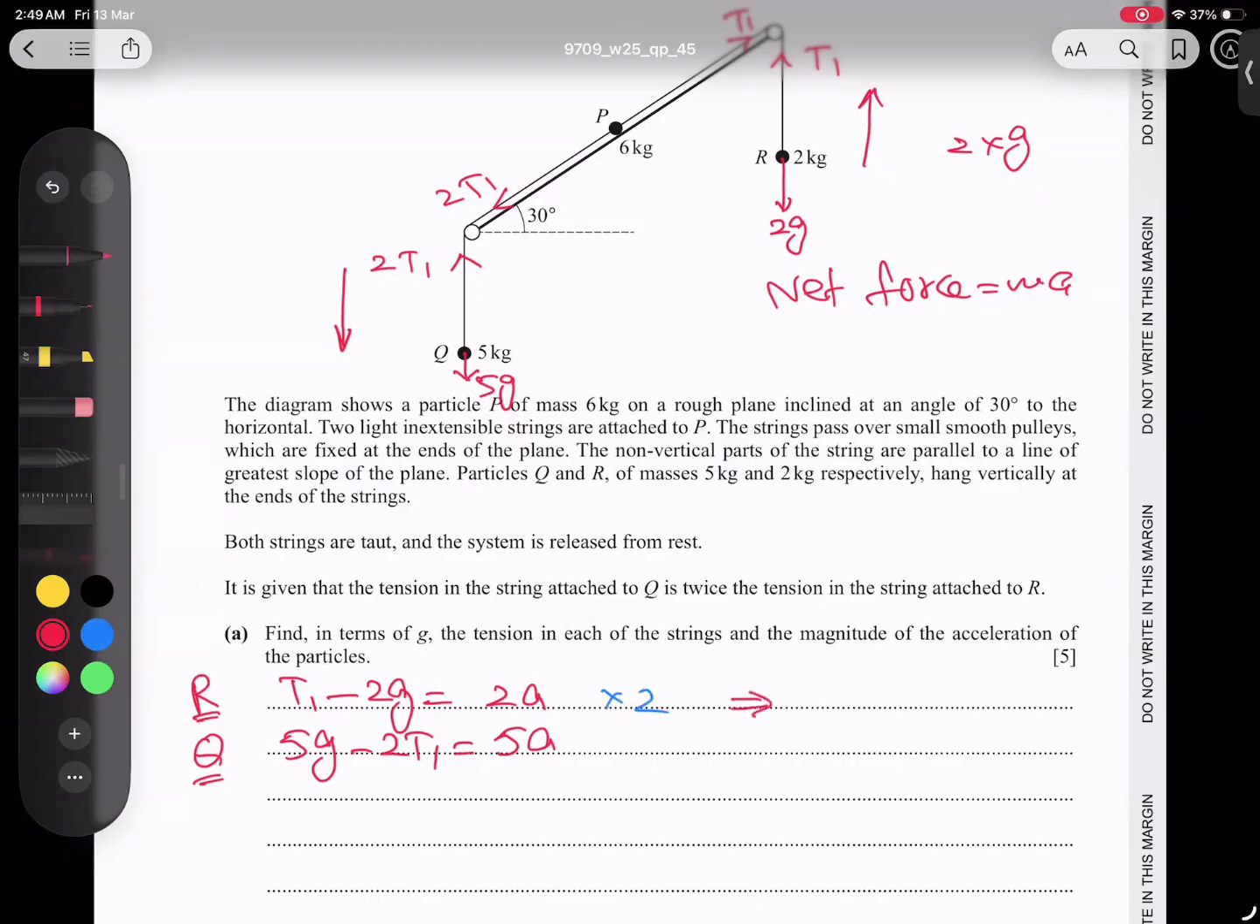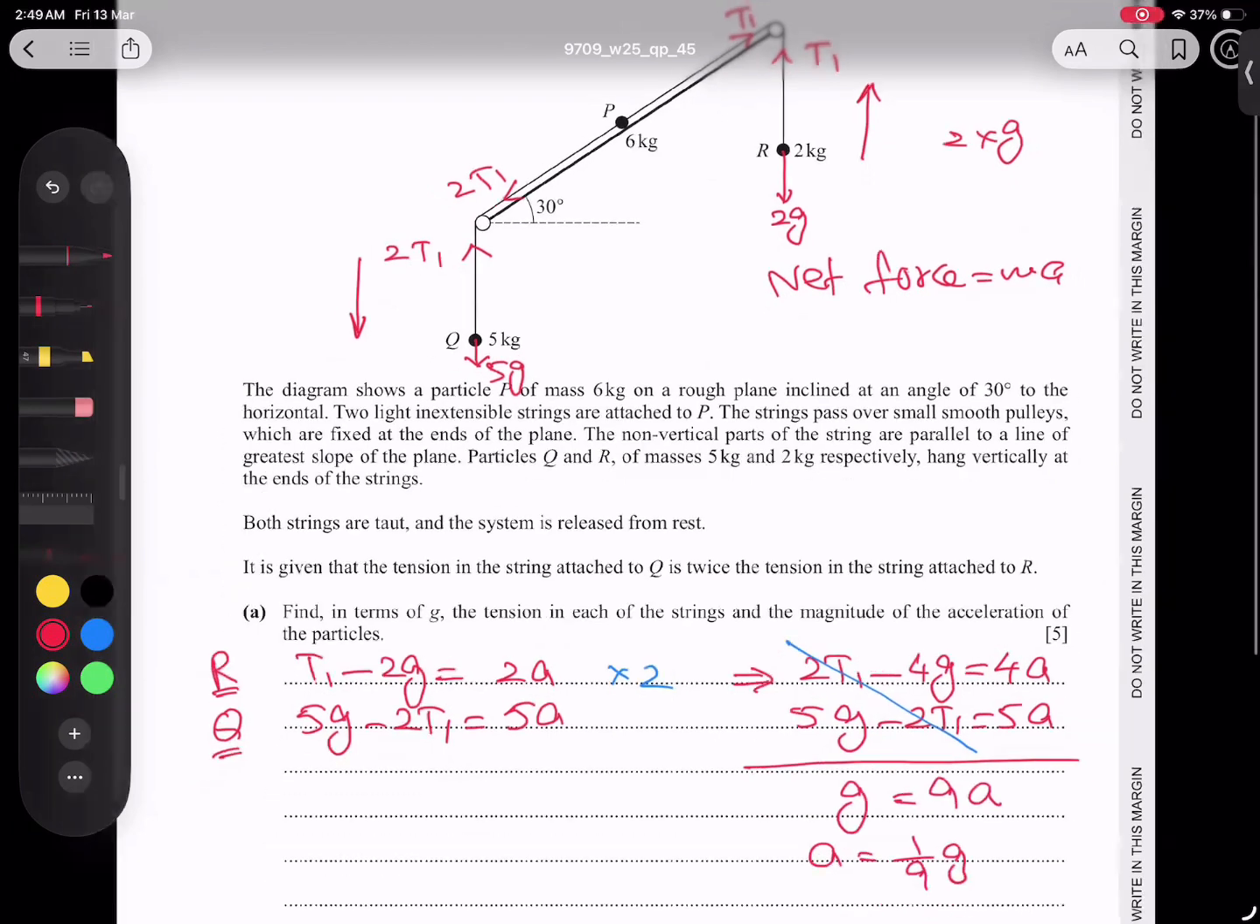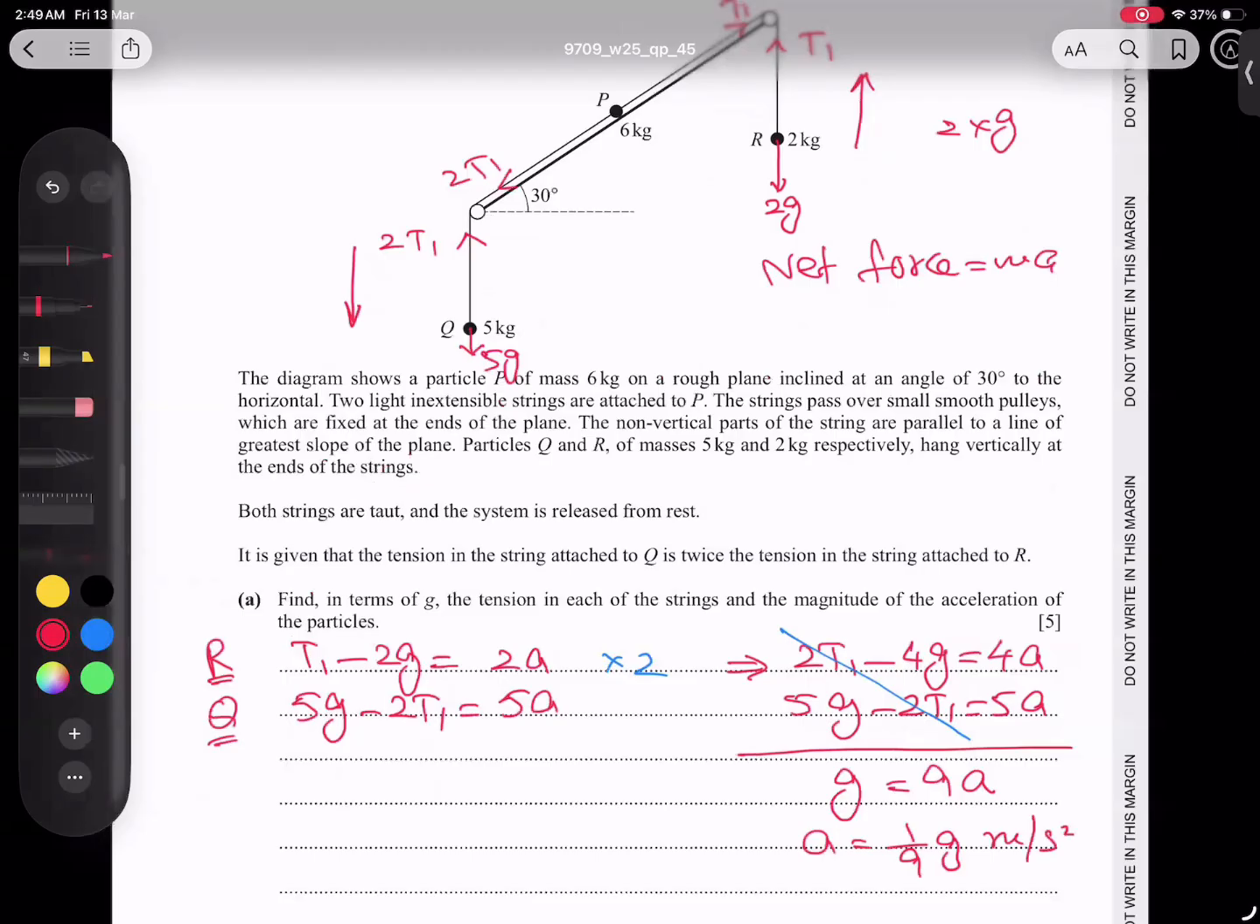What I get here is 2T1 minus 4g equals 2 times 4a. And here I'm getting 5g as it is, minus 2T1 equals 5a. And you can see, students, these values will cancel. Out of the 4 and this 5, I got g, and here I got 9a. So the acceleration is a equals 1 over 9 times 2 g. He asked us to find the acceleration in terms of g, so we have done the first part.